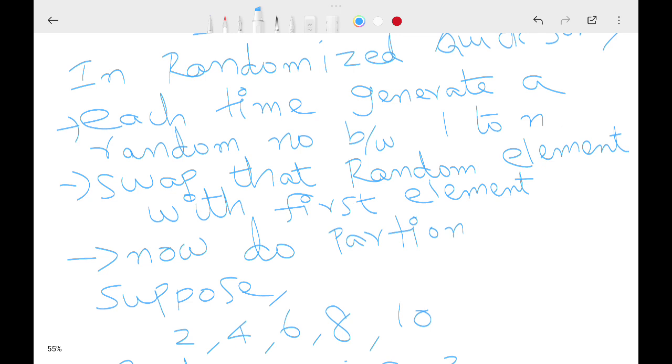So a random number is generated, and the selected random number is used as an index, and the random element at that index will be swapped with the first element of the input, and then after the swapping we need to do the partition.